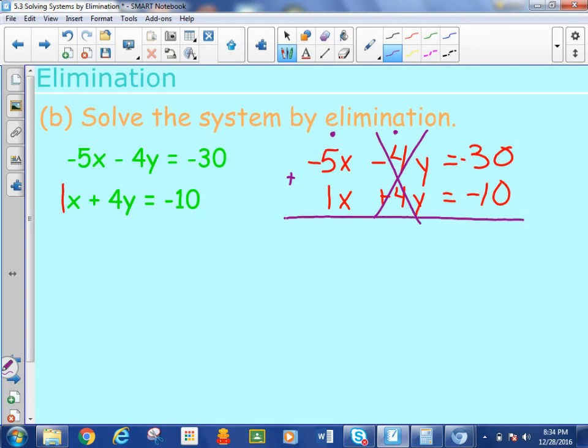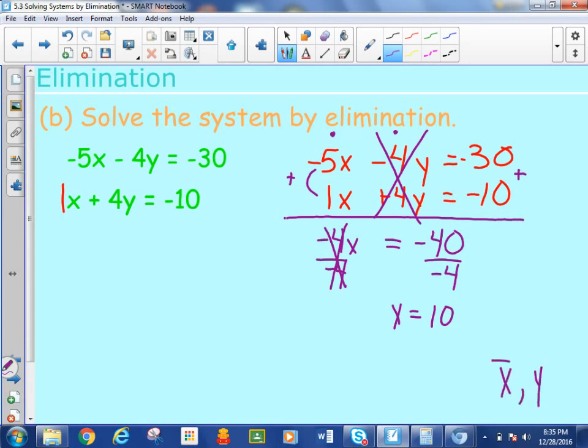Okay, so now I'm going to work going down to see what I have left over. So I have -5 plus 1 gives me -4x equals -30 plus -10 gives me -40. Once again, highly recommend checking with a partner, double checking yourself on a calculator, okay? So now I'm going to get x by itself, so divide by -4. Divide by -4. I get x equals -40 divided by -4 gives me +10. So in my x-y combination, I just found out that x is 10.